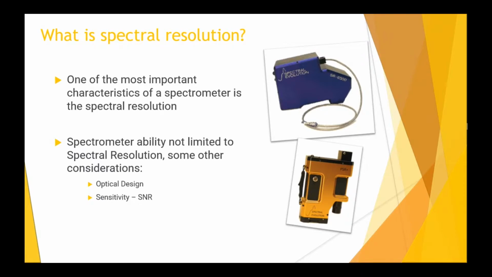Below I've listed that a spectrometer's ability is not limited to its spectral resolution, and some of these other considerations to have in mind when you're looking for a spectrometer are the optical design, the sensitivity, and the signal to noise levels. Some of this information is vital and key when you're determining what type of instrument you might need to acquire the types of data that you need in your desired application.